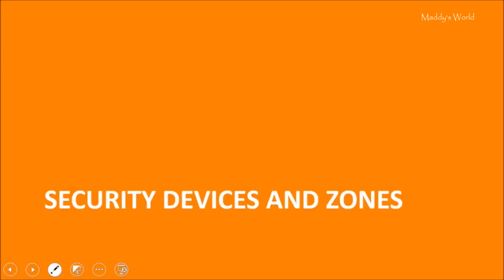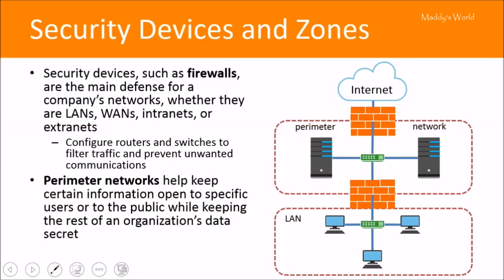All right. Lastly, we'll talk about security devices and zones. If we want to access these networks, we want to protect our data and make sure that it maintains its integrity and that other people aren't able to steal it and access it, we've got to make sure that we're set up to properly protect it. So to do that, we use security devices such as firewalls, right? They are the main defense for not just a company's network, but for any network, whether they're LANs, WANs, intranets, or extranets. We can also configure routers and switches to perform security functions like traffic filtering in order to prevent unwanted communications. We can also set up perimeter networks, the demilitarized zones.